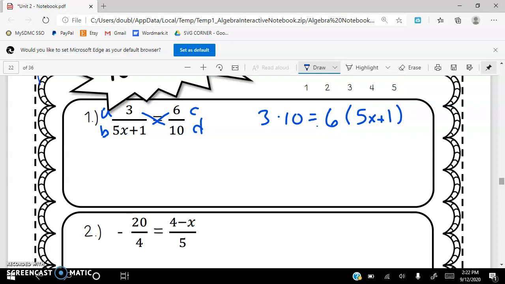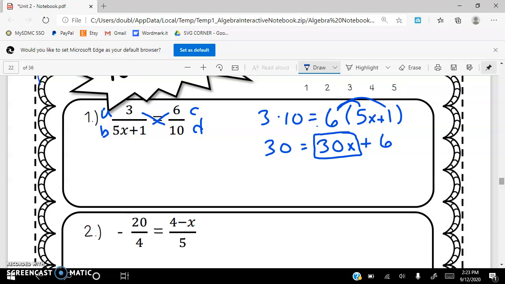So let's do the math. 3 times 10 is 30. 6 times 5 is 30X. And 6 times 1 is 6, positive 6. So again, we have to get this 30X by itself, because eventually we need to solve for X.